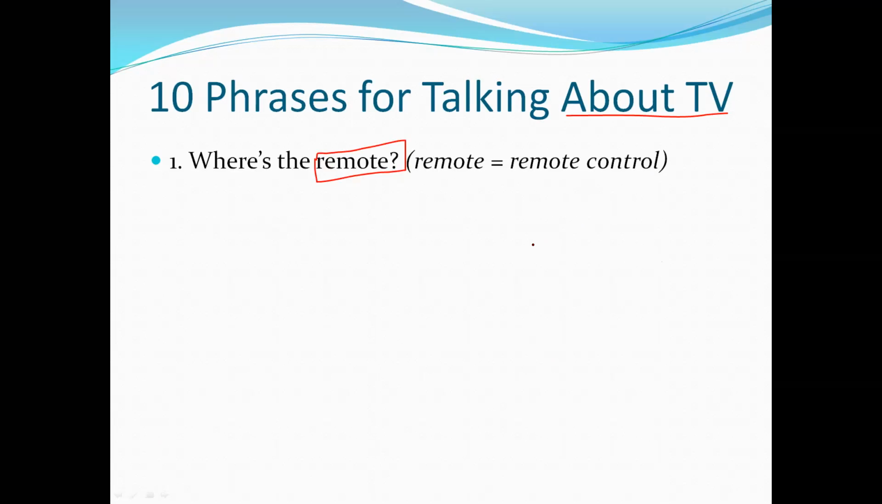If you are watching TV, a remote should be with you, because you are going to control the TV with it. You want to adjust the volume or change the channel, or do other activities, and that is possible with the help of a remote. So somebody may ask you, where is the remote? A remote is a remote control that we use for operating the TV.